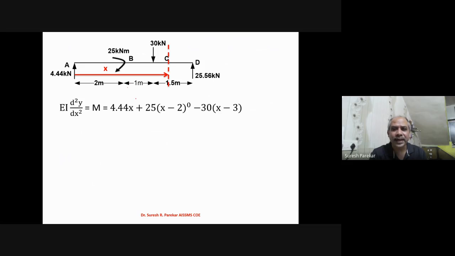So the compartment actually plays a very important role. This will be my first compartment, then this will be my second compartment. So for A to B, I have to use only the first term. For B to C, I have to use the first plus second term, and for C to D, I have to use the first, second, and third terms. Once we are in a position to write down the equation, then things are very simple.